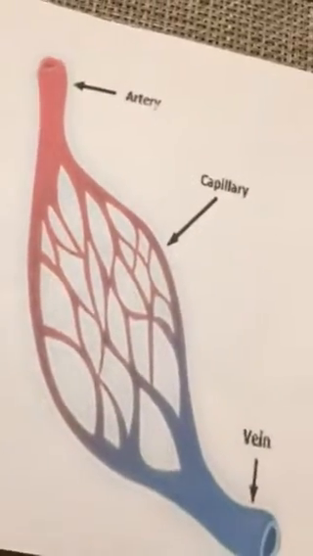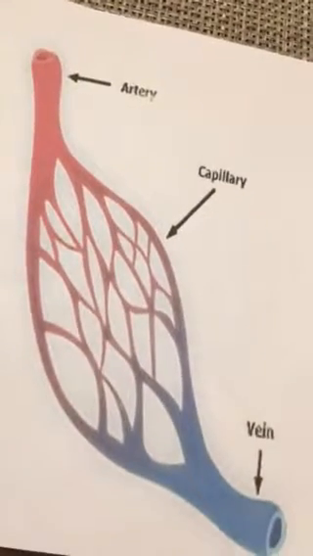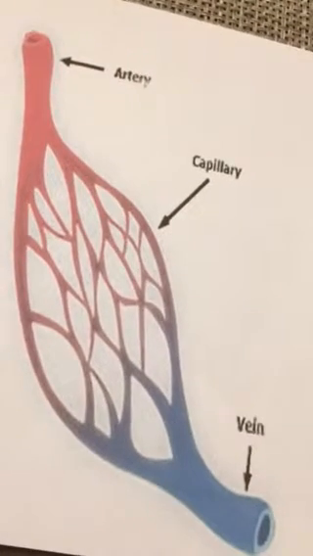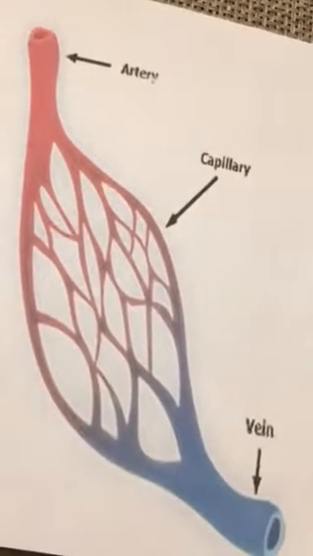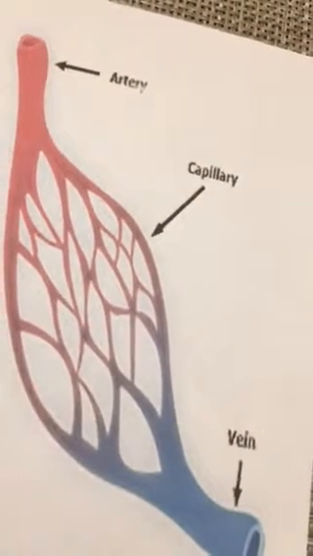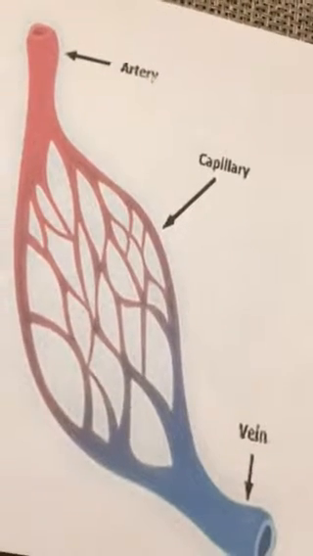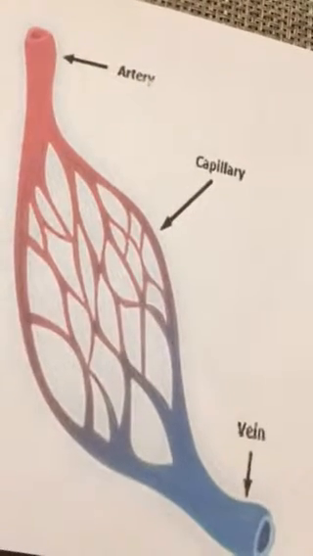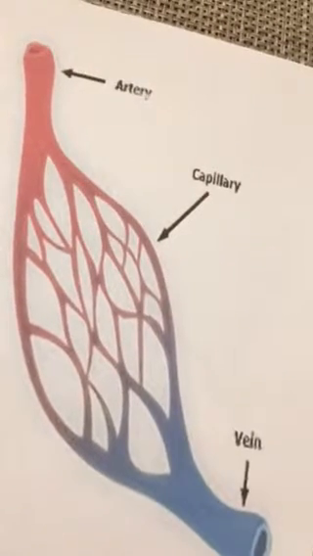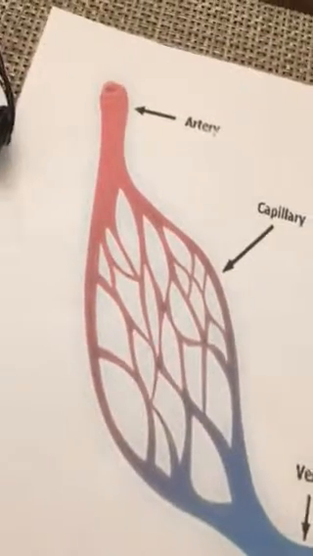Now we'll take a look at capillaries. These are the smallest type of blood vessel in the body. Their job is to enable the exchange of substances between the blood and tissues. Capillaries bring oxygenated blood to the organs and carry away deoxygenated blood. They are known as the exchange vessels. There are a few types of capillaries: continuous capillaries, fenestrated capillaries, and discontinuous capillaries.